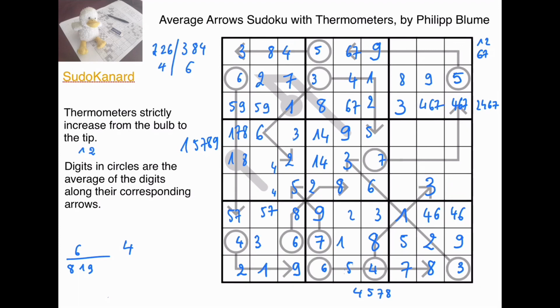This row needs a 1. It can be here or there. 1, 4, 7, 9. That's not very useful. This column needs 2, 4, 6, and 9. This is 2 or 6, 2 or 4, 4 or 6. Oh yes, I could have focused on digit 9.